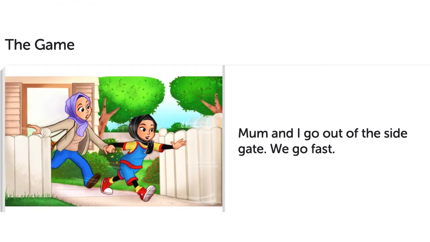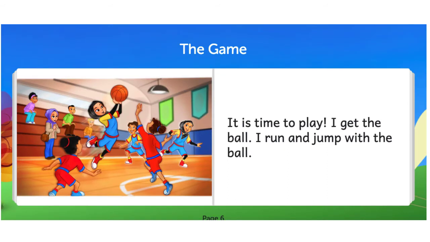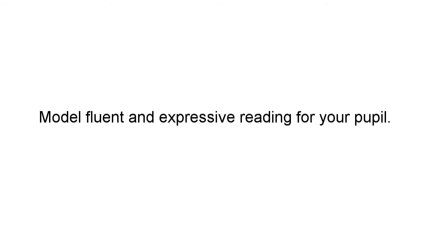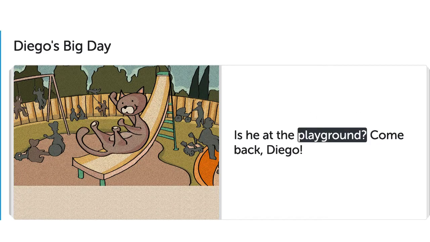When you start to read each page, you can help your pupil prepare to read by asking them to look at the picture and describe what they think the story is about or what might happen next. You may also want to take turns reading with your pupil if they often struggle. You could alternate reading each page.